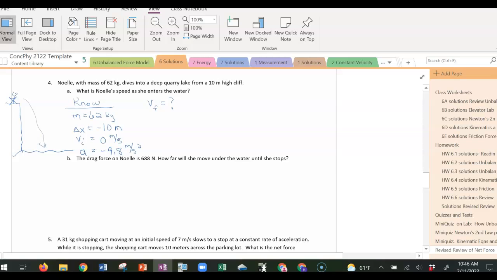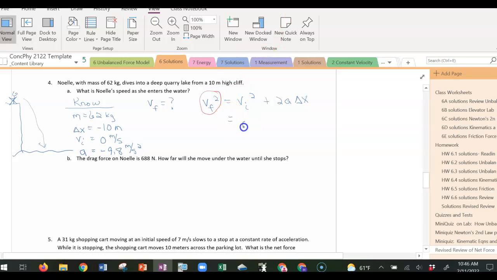I could find, I suppose, the net force on her, but that's just going to be her weight since she's in free fall. That's not helpful. What will be more helpful is to find a kinematic equation and solve for the final velocity. The one I'm going to have to use is the third equation, right? Vf squared equals the initial velocity squared plus 2 times the acceleration times the displacement, and I'm going to be solving for this final velocity.